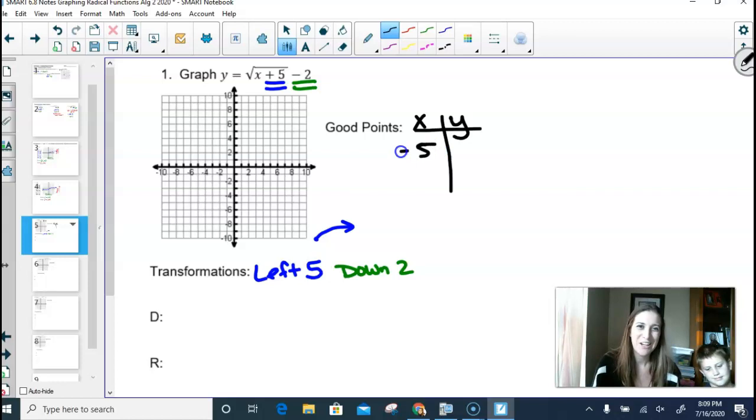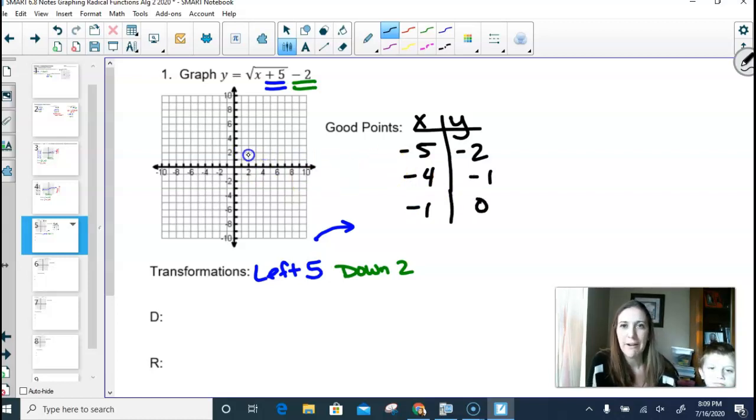I know you have. All right, negative 5, negative 2, negative 4, negative 1, and negative 1, 0, I believe were the points. So I steal those points and I graph them. Down 2, left 5. Up there, 1, 0, 4, 4, 1, 5, 2, X, Y? Yes. All right, so there's our graph.